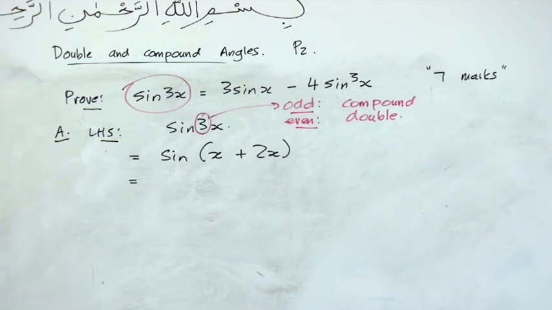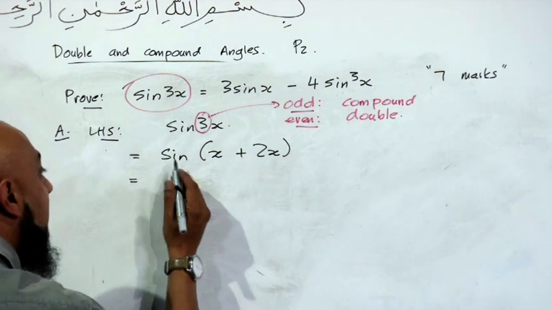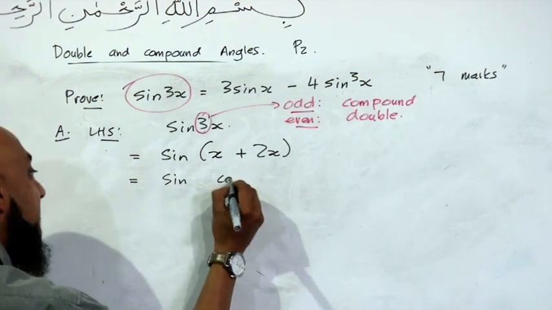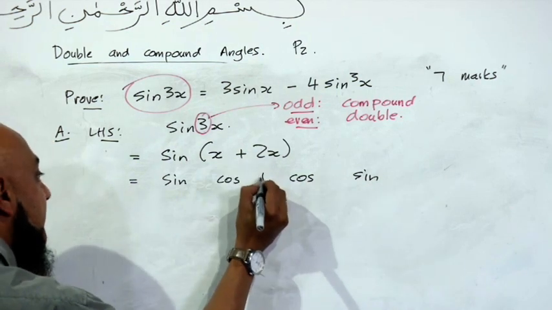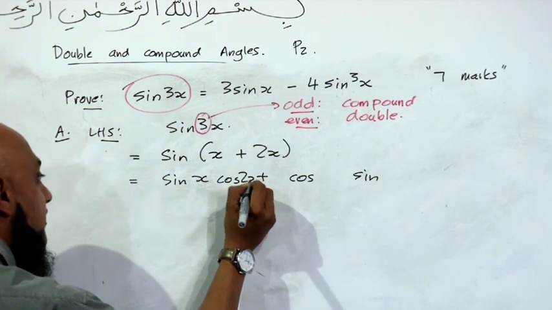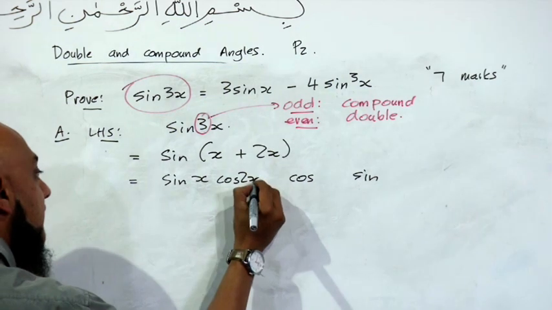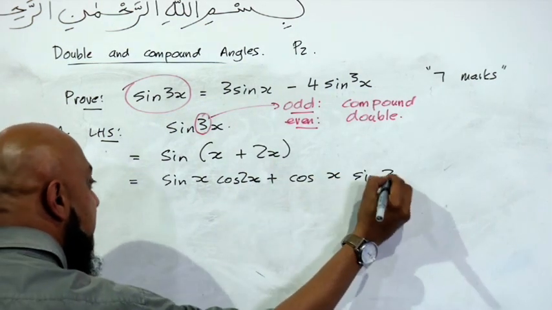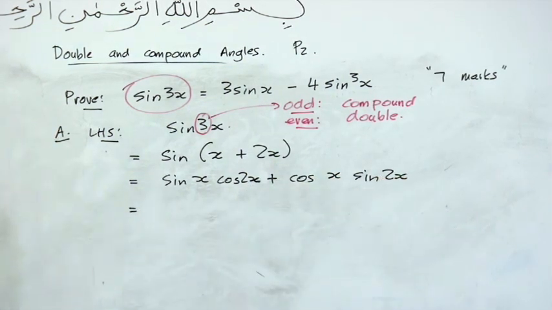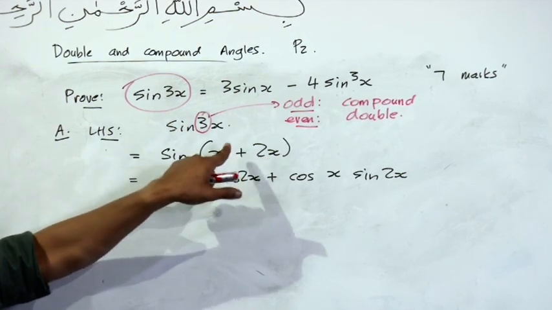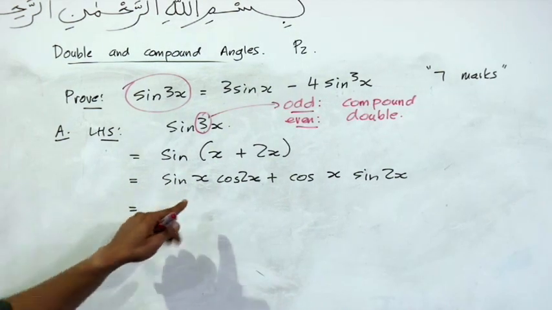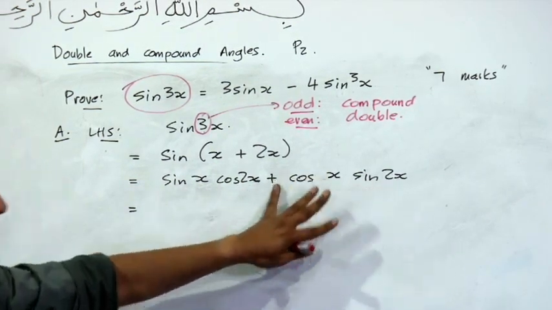Sine of a compound angle. What do we know about sine of a compound angle? Sine cos, cos sine, and the sign stays the same. So now we're going to put x, 2x. You agree with that? From sine 3x, we broke it up into a compound angle formula, x plus 2x, and that would be sine cos, cos sine, the sign stays the same.